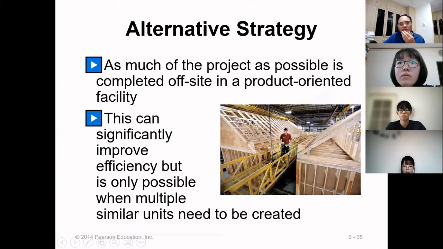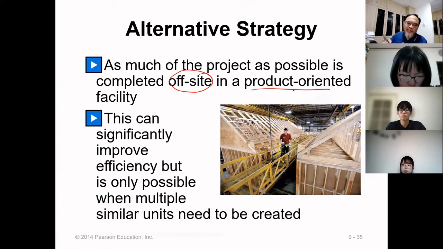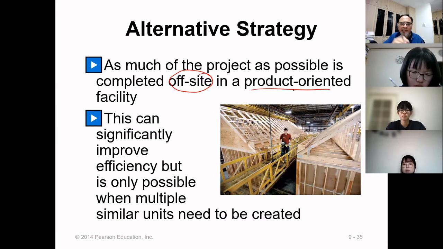Because it's project-based, as much of the project as possible is completed off-site. Sometimes you need to bring in the wings and fix the wing later, so not everything is fixed there. The final assembly is done on site, while the other subcomponents are brought in, having been done offsite. So that's the meaning of this.